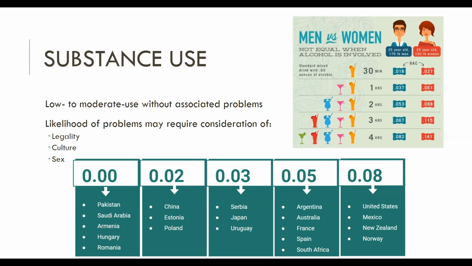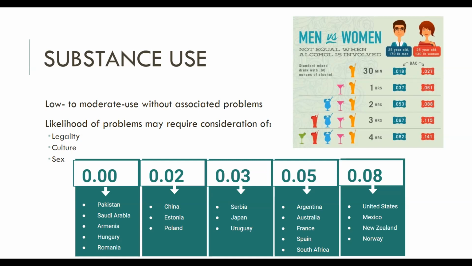Another determinant or potential determinant of possible problems associated with substance use is biological sex. Males and females do process alcohol differently for a variety of reasons, and you can see that represented in the graphic on the upper right-hand side of the screen, showing how the number of drinks and the amount of time that those drinks were consumed over will differently impact the BAC of a 25-year-old 175-pound male versus a 25-year-old 130-pound female.